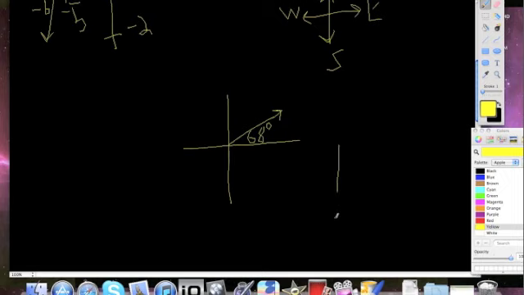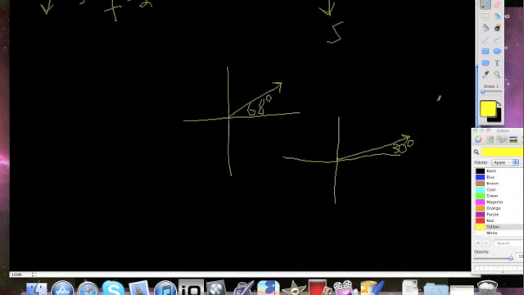Whereas if we had another vector and it came off the origin at a 30-degree angle, the direction of this vector would be east of north. So this same process works all the way around the coordinate plane.